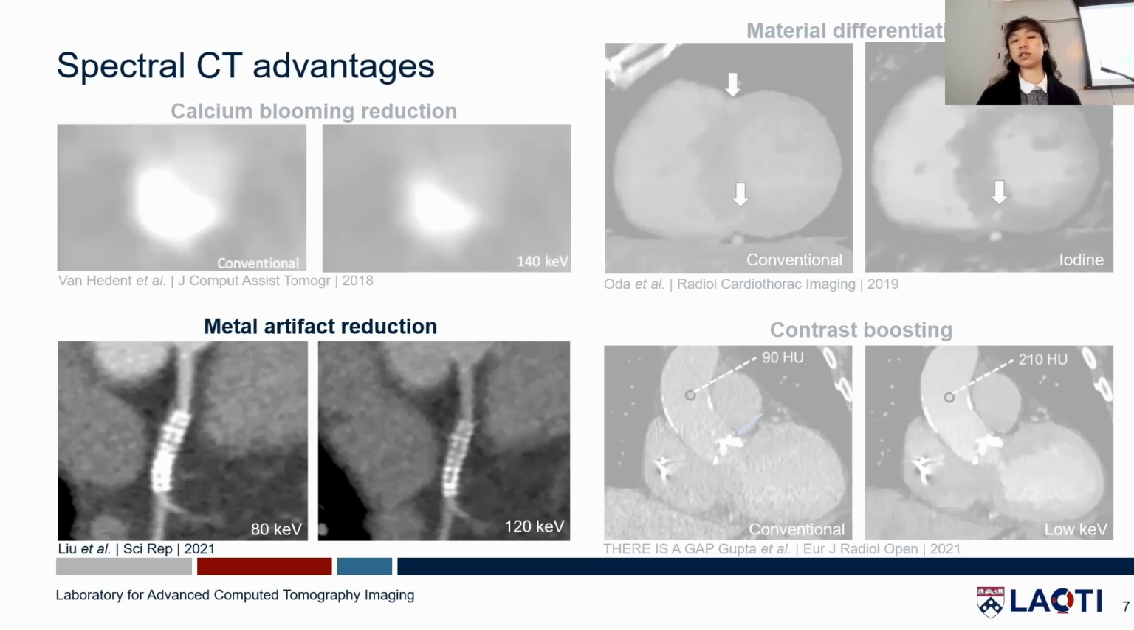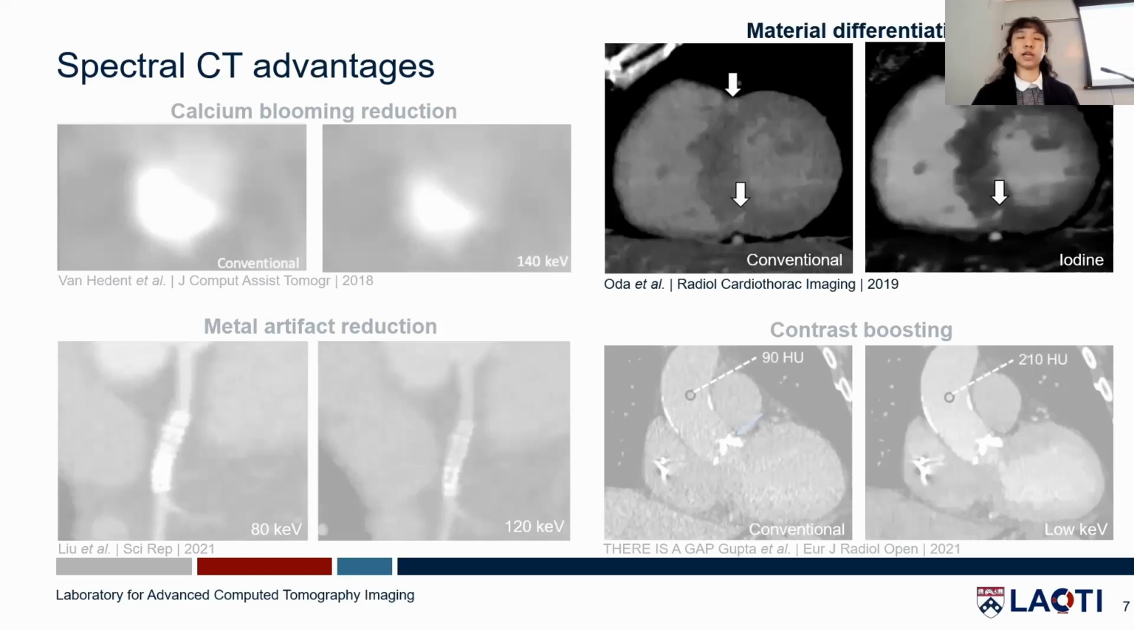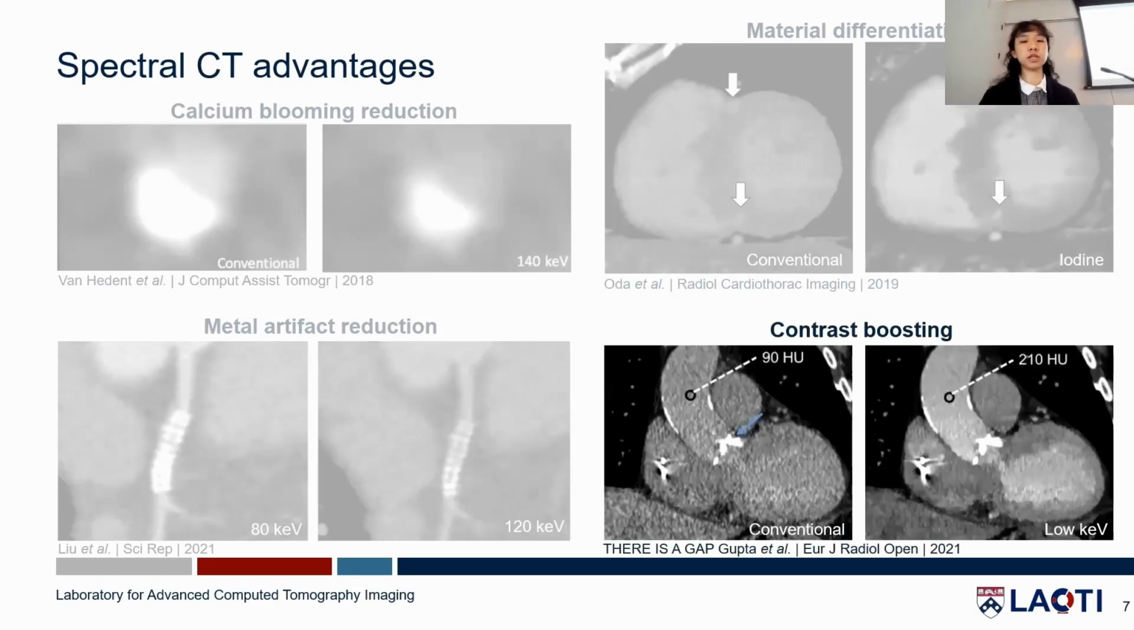Similarly, for metal artifact reduction, we can use the same theory using higher virtual monogenic images to better characterize the stent, but this also allows for better illumination of the lumen within the stent, allowing for evaluation of in-stent restenosis. For material characterization, we can use iodine density maps to verify whether these are leakages. And last but not least is contrast boosting, where sometimes scans are poorly timed in relation to the bolus of contrast. In the conventional image here, the contrast isn't great in relation to the soft tissue, but this can be boosted or salvaged with a virtual monogenic image at a low keV.